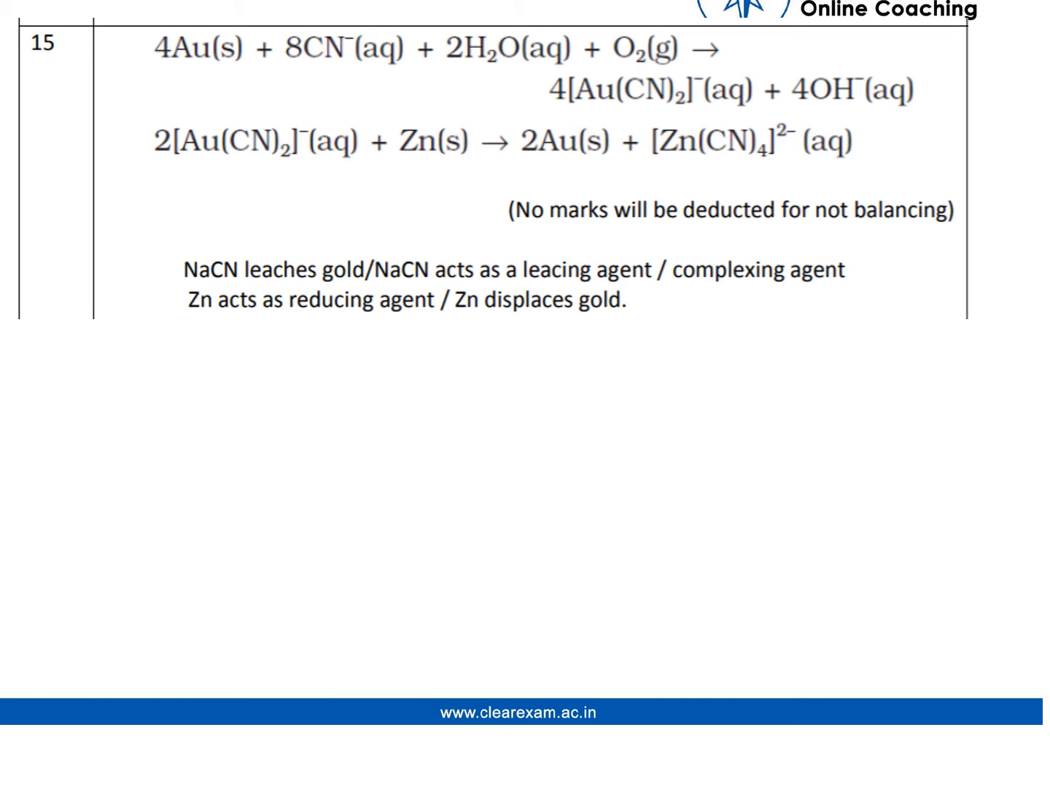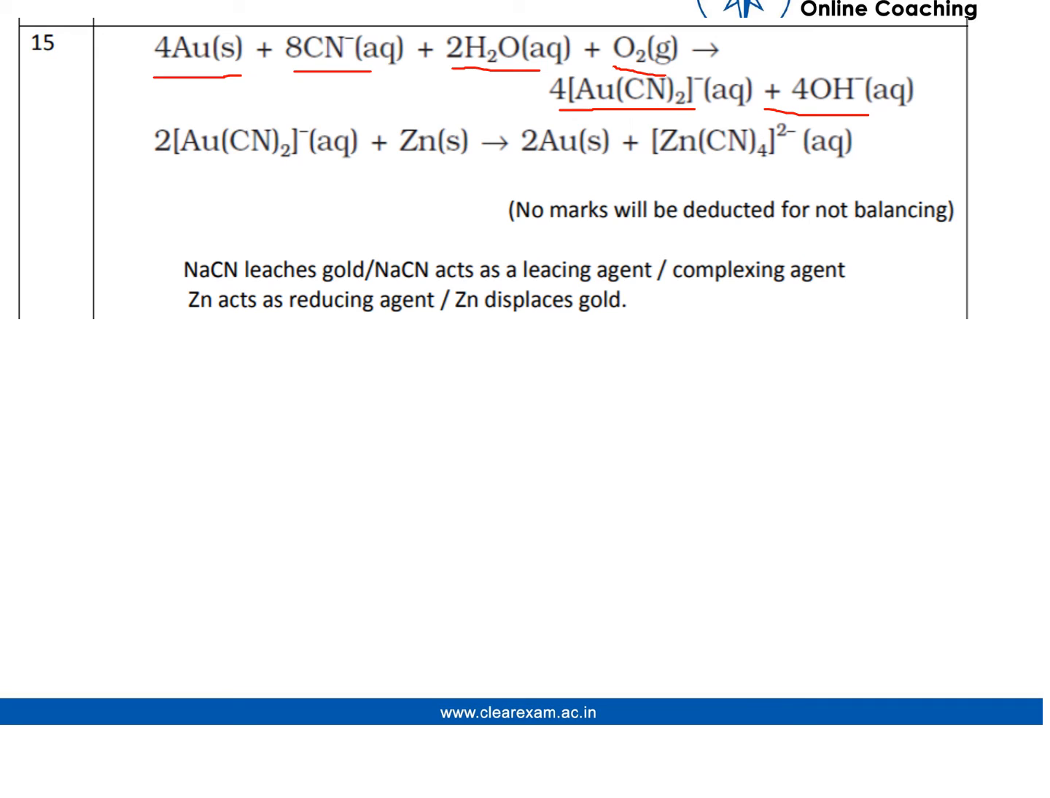The chemical reaction involved in the extraction of gold is 4Au(s) + 8CN⁻(aq) + 2H2O(aq) + O2(g) gives 4[Au(CN)2]⁻(aq) + 4OH⁻(aq).